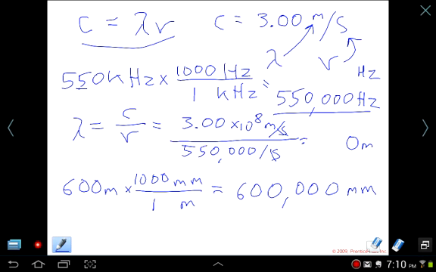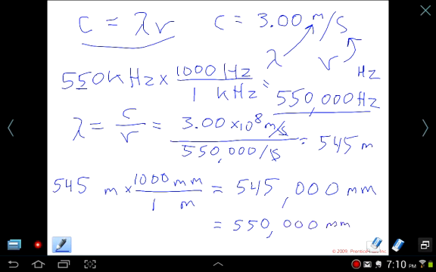So let's try that again. We got ourselves 3.0 times 10 to the 8th divided by 550. That gives us 545. That works a little better. 545 meters, which allows us to simply change these. So you get 545,000 millimeters. And for significant figures' sake, let's just say 550,000 millimeters, which coincidentally comes out to be very interestingly close to what we began with.